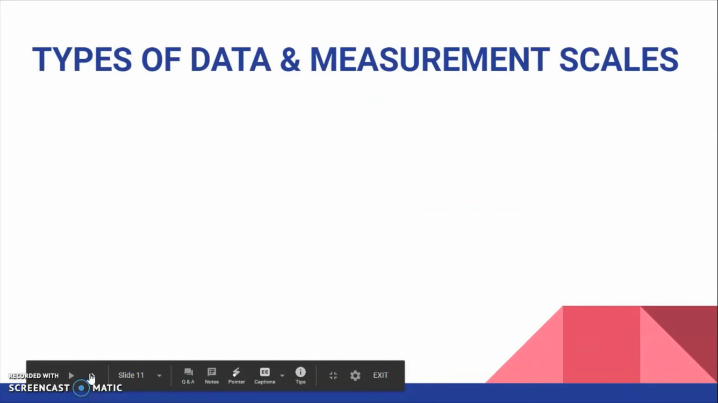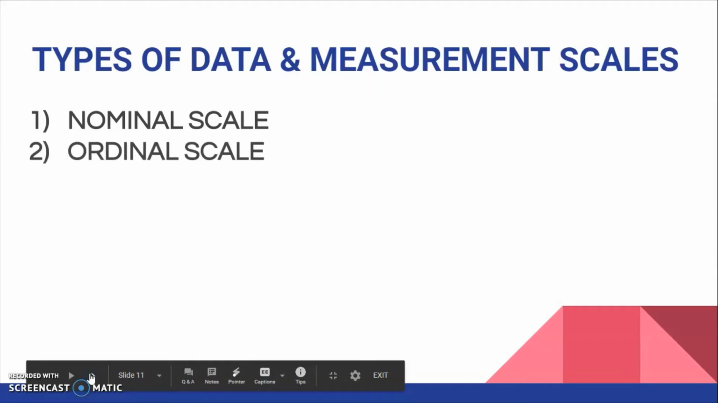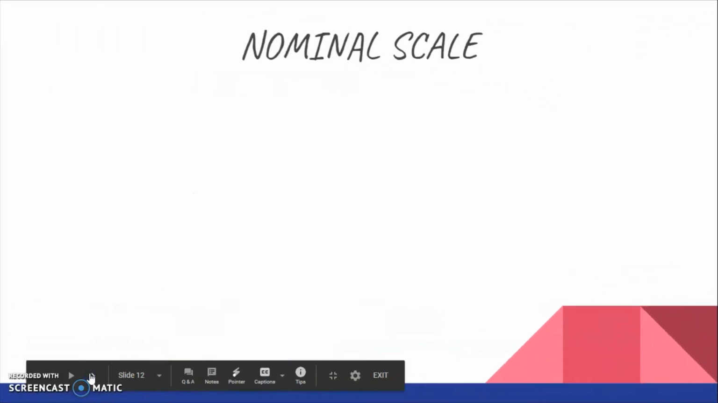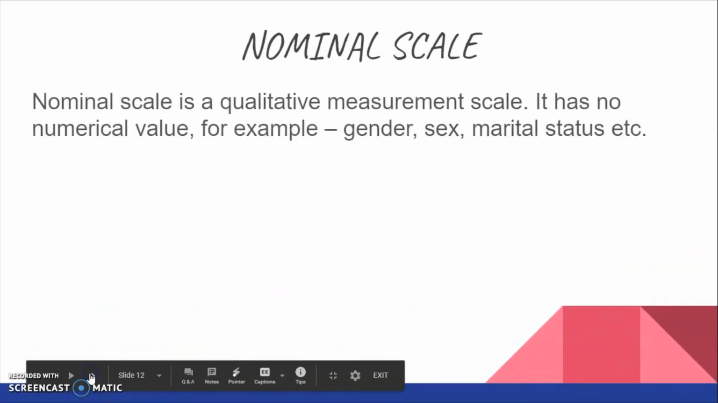Types of data and measurement scales. One is the nominal scale, and the other one is the ordinal scale. Then the interval scale and also the ratio scale. So these are the four scales that we generally use as measurement scales in psychological tools: nominal scale, ordinal scale, interval scale, and ratio scale. Let us see them one by one. We take the nominal scale first.